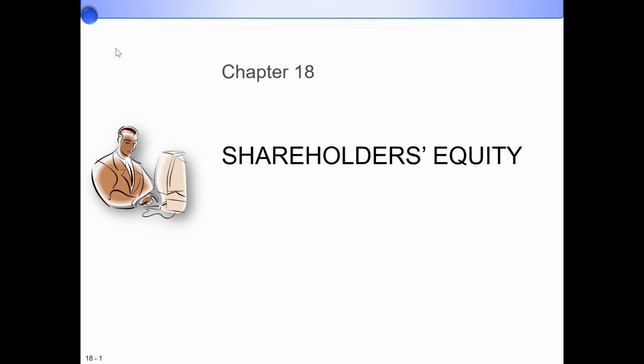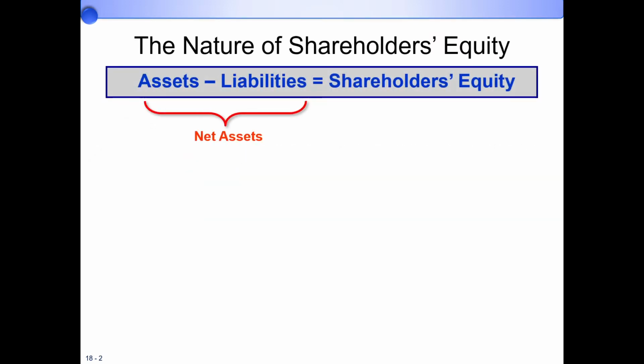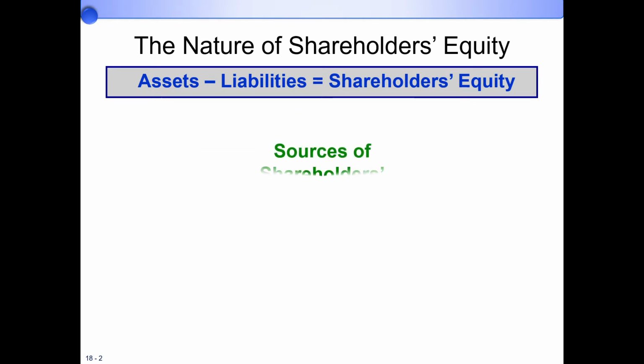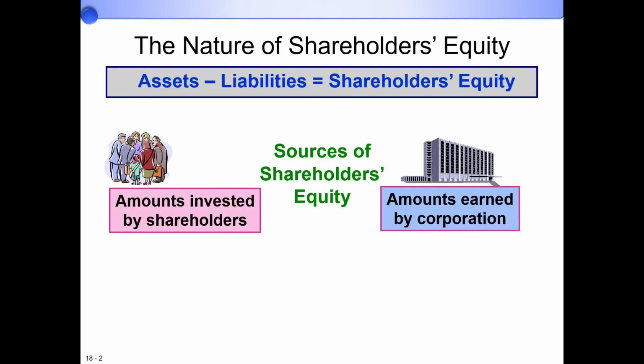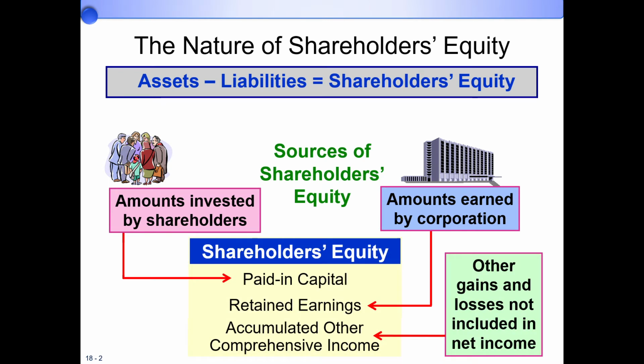Shareholders' equity. We know the basic accounting equation: assets equals liabilities plus shareholders' equity. So that's the shareholders' equity we talk about. We know shareholders' equity has two components, paid-in capital and retained earnings. Today we're also going to talk about one more component. The whole chapter will focus on shareholders' equity.